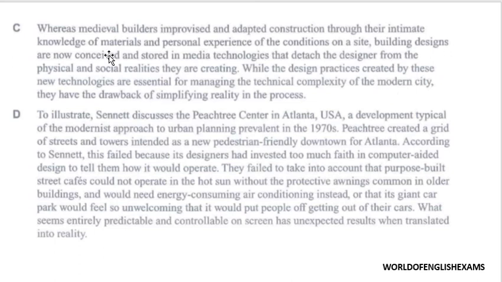Building designs are now, by means of present media technologies, conceived and stored in media technologies that detach the designer from the physical and social realities. So previously people used to have the knowledge of materials, and also they used to consider their personal experience of being on the site. That's how they used to build. But now everything is done by media technologies. So is it showing a difference of the ways?